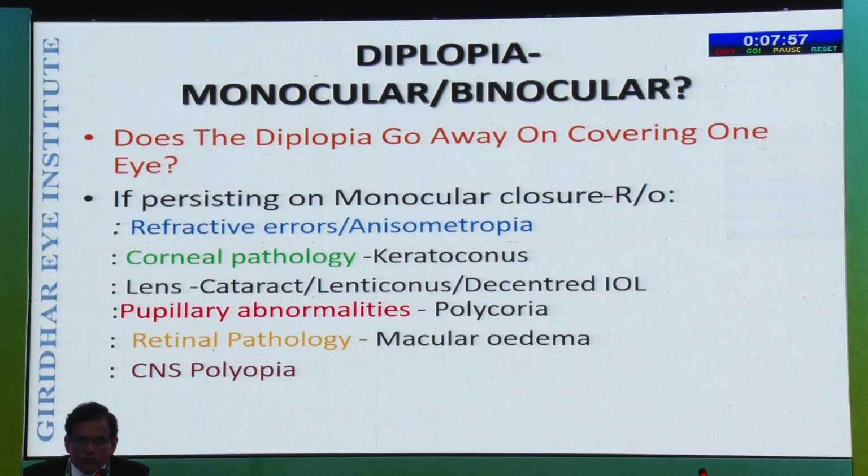So when a diplopia patient comes to you, the first question you should ask is, does the diplopia go away on covering one eye? If it persists, then you are dealing with monocular diplopia. Monocular diplopia means there are a few conditions which could be refractive errors, corneal pathology, lens-induced, pupillary abnormalities, retinal pathology, and a very rare condition called cerebral polyopia.